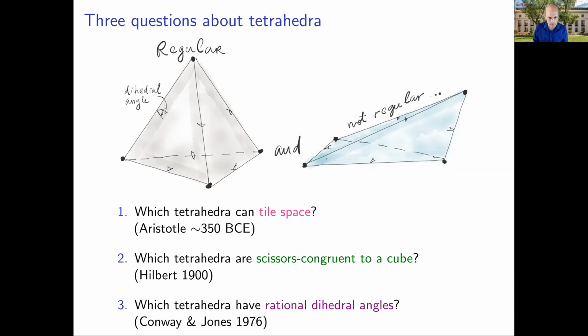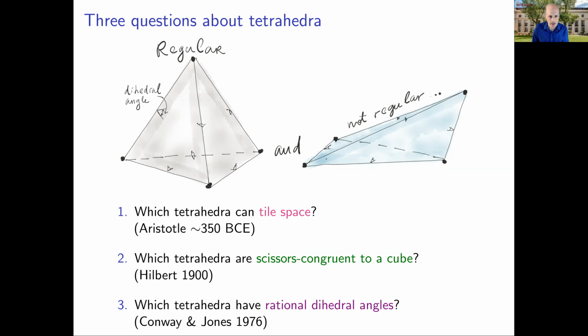And another problem, which could have been asked much earlier, but I guess was asked more recently. John Conway and Antonia Jones asked, can you describe all the tetrahedra such that all 6 of the dihedral angles are rational multiples of pi? As you know, a dihedral angle is just the angle formed by any two faces.